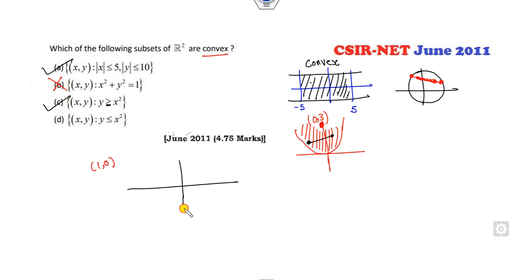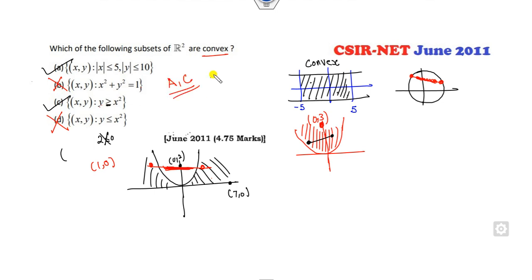Look at the last option. Again, y is equal to x square. It's a parabola. Fine. Now in this case, if I choose any point here, let's say 0 comma 2, is it satisfied? 2 is less than 0. No. If I choose any point here, say 7 comma 0, 0 less than 49, satisfied. It means this portion is my region. Is it a convex set? No, because if I take 2 points here, the line joining them does not belong to the shaded portion. So the right answer is A and C.